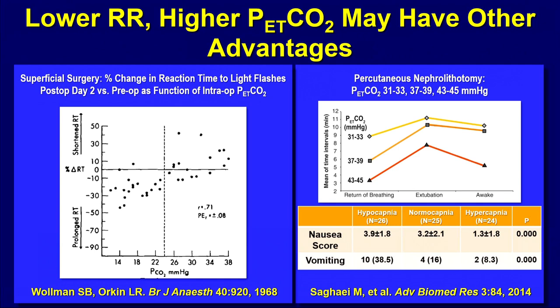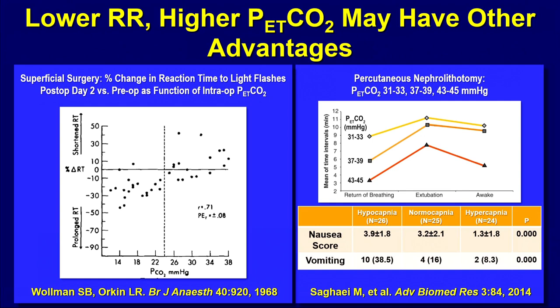And there are a couple of studies actually looking at a possible outcome here, which is higher end-tidal PCO2. If you're going to reduce respiratory rate, PCO2 is going to be higher. We all kind of set the ventilator according to, we like an end-tidal of 35 to 40 millimeters of mercury. But what if it's higher than that? And the first study on the left, published in 1968, compared very low PCO2s between 14 and 25 and higher PCO2s, so 25 to 38.